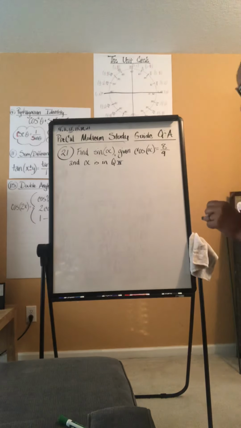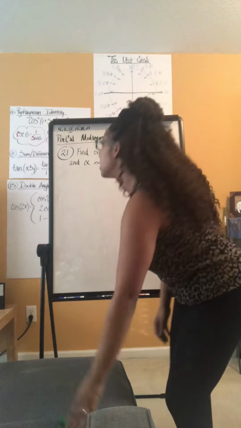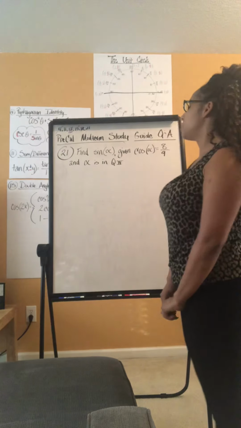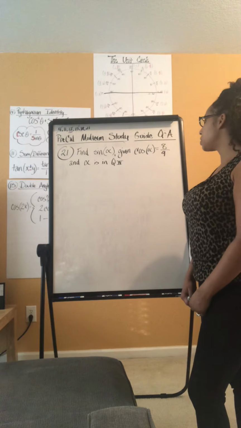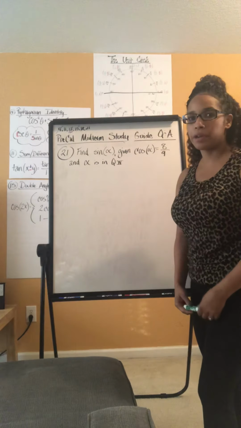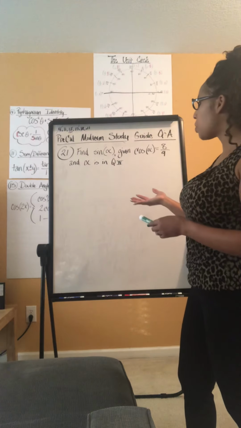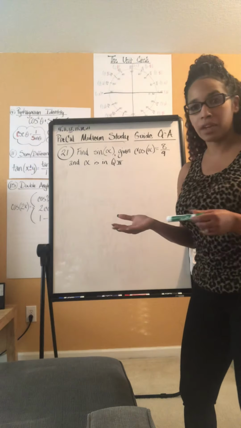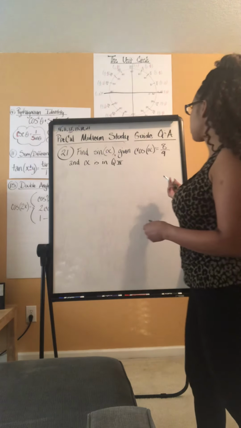All right, we are on to question number 21. So 21 asked you to find the sine of alpha given the cosine of alpha is 8 over 9 and alpha is in quadrant 4. Okay, all you really need to know for this is SOHCAHTOA and the Pythagorean theorem.